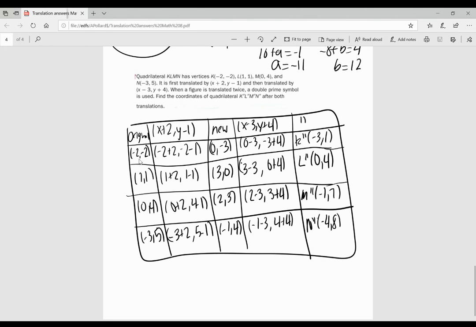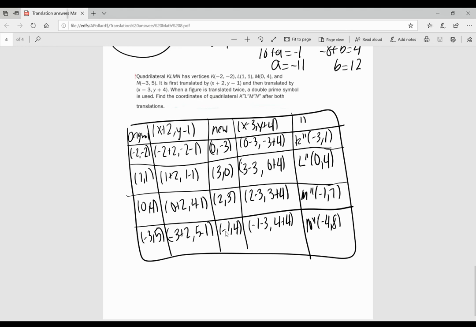So when we plug it in, we do -2 plus 2 is 0. -2 minus 1 is -3. 1 plus 2 is 3. 1 minus 1 is 0. 0 plus 2 is 2. 4 minus 1 is 3. -3 plus 2 is -1. 5 minus 1 is 4. So we have now, after our first translation, these points. So we would call this K prime, L prime, M prime, and N prime.